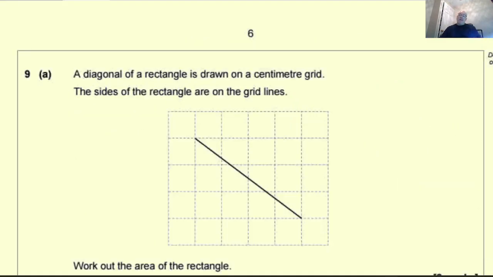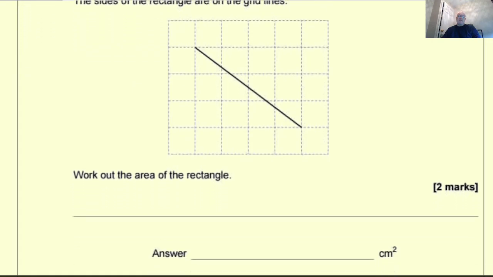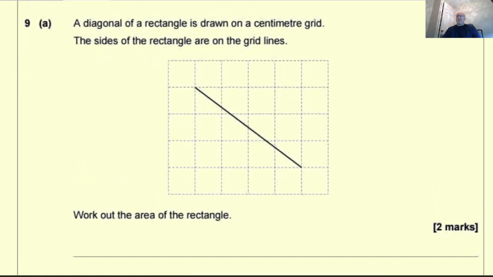Question 9. A diagonal of a rectangle is drawn on a centimetre grid. The sides of the rectangle are on the grid lines. Work out the area of the rectangle. So the first thing to do for a start is to try and draw that rectangle in.